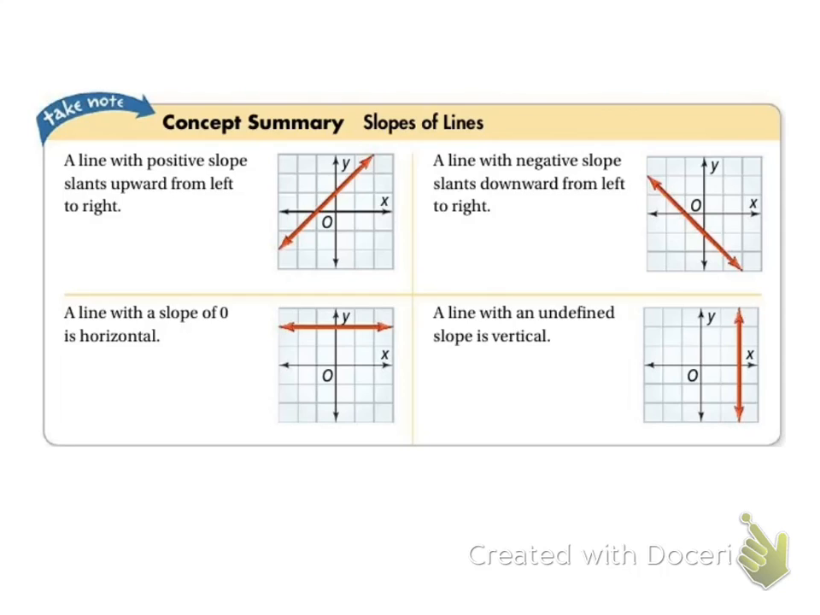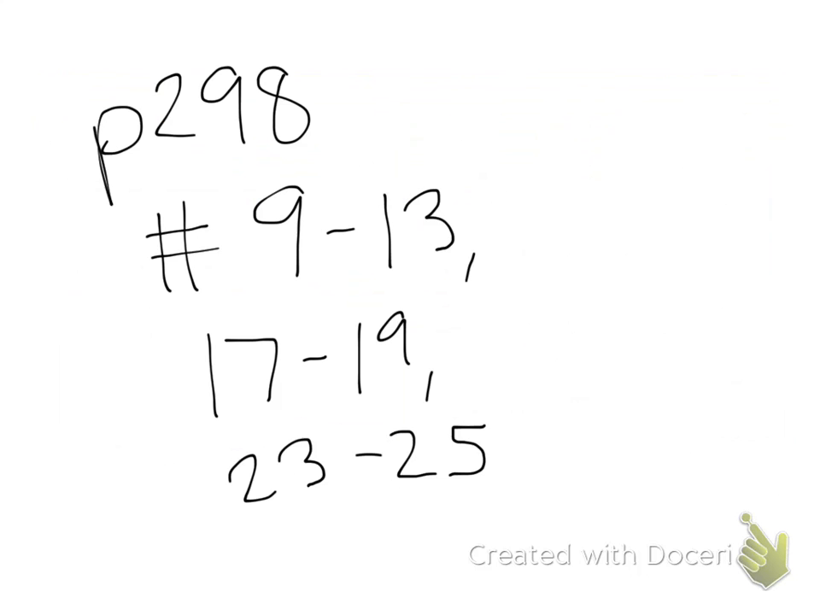Here's just a summary. Our positive slope, our negative slope, slope of 0, undefined slope. And there's your homework.